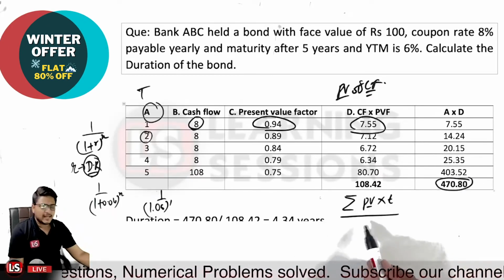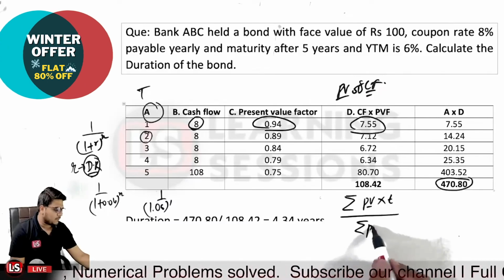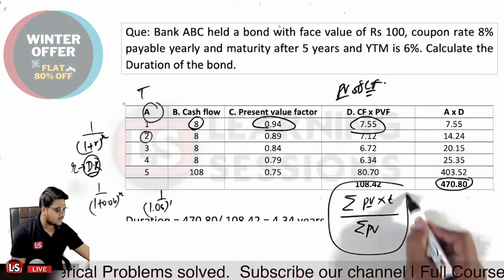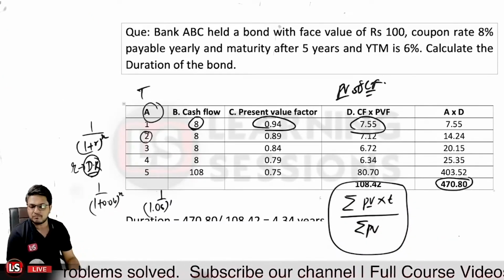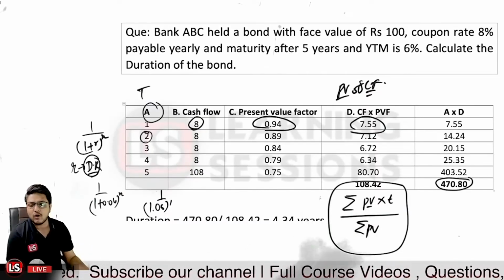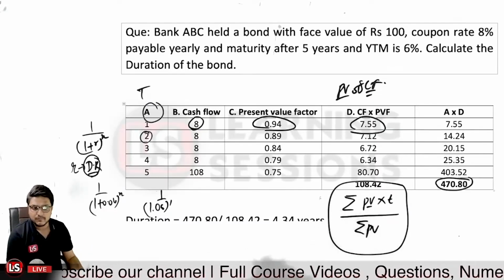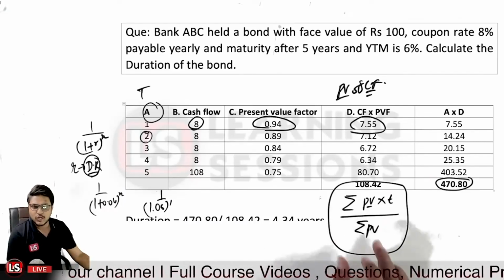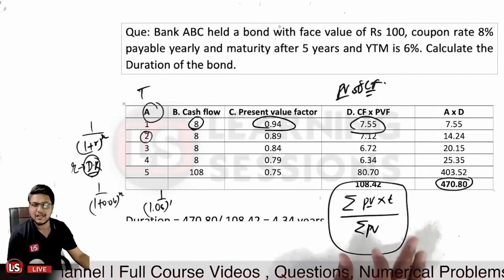And in the denominator we have the sigma PV. If you remember, this is the formula, the mathematical representation of the duration that we have already covered above. So that is the formula related to duration, and that is how we simply calculated it.